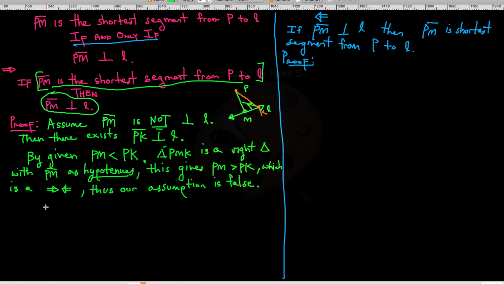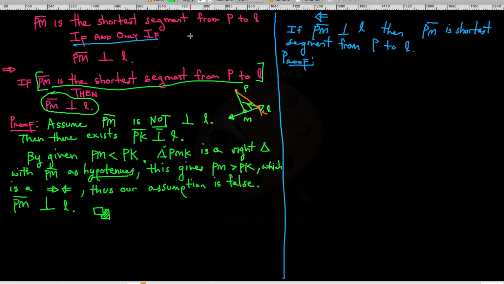Our assumption was that PM is not perpendicular, right? PM is perpendicular to L. And then we're done with this proof. And for paragraph proofs, you could put a little bit of flair. You could draw this symbol. It literally means it has been shown, okay? QED, whatever, there's other symbols you could put. That's just to symbolize the end of your proof.